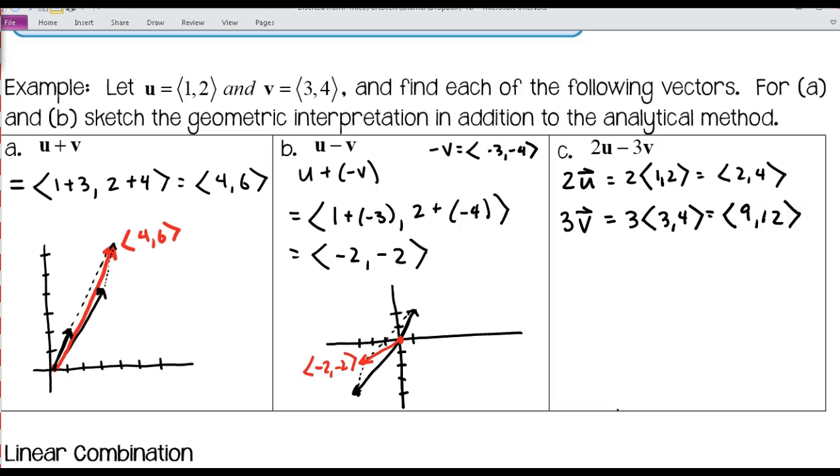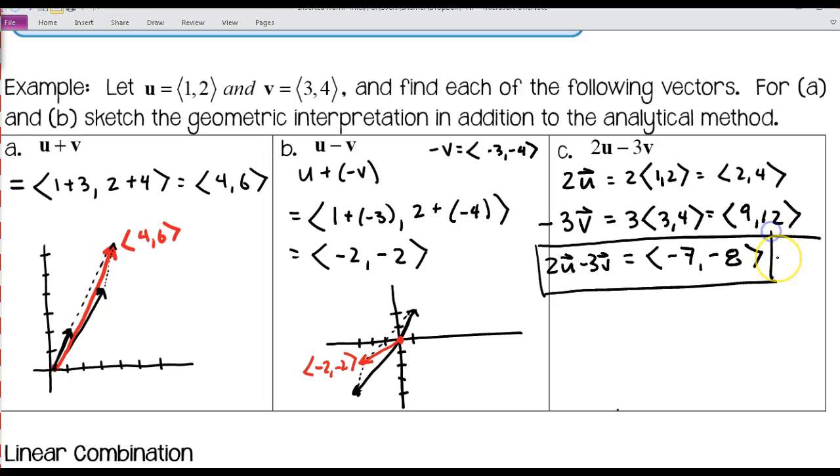Now, when we're doing these algebraically, it's pretty straightforward just to subtract these. So then I would have 2u minus 3v, and that's going to give me, so I've got 2 minus 9, so that's -7, and 4 minus 12, which is -8. Alright, so feel free to go ahead and try and do this one graphically as well. And again, if you have any questions, make sure you ask.